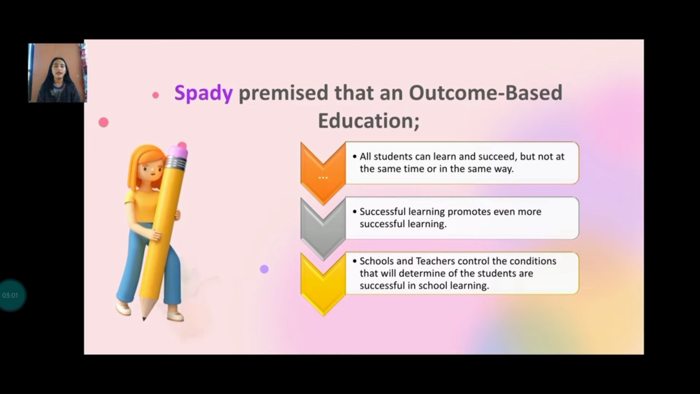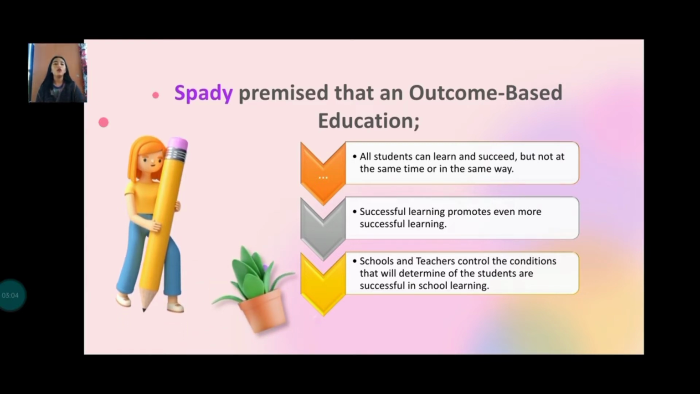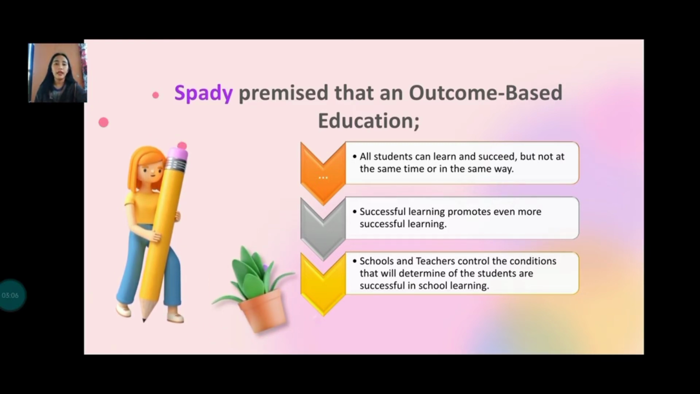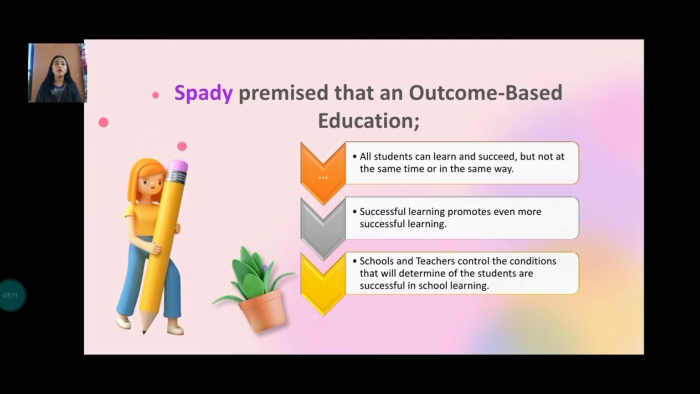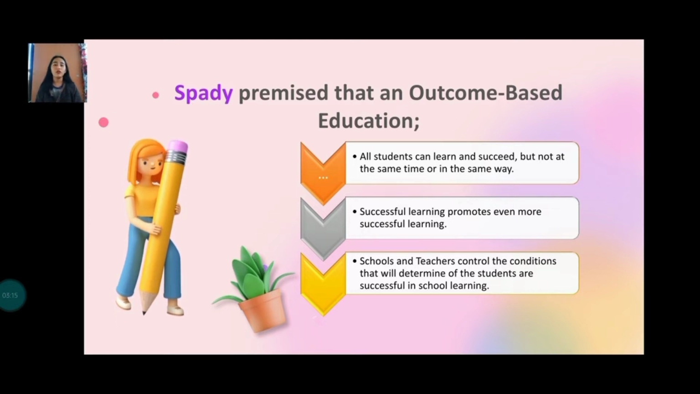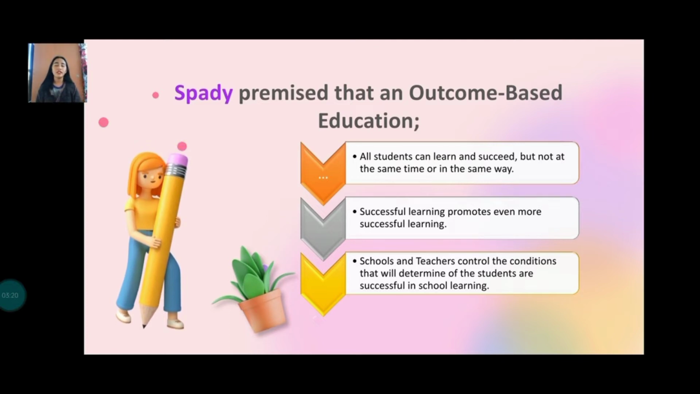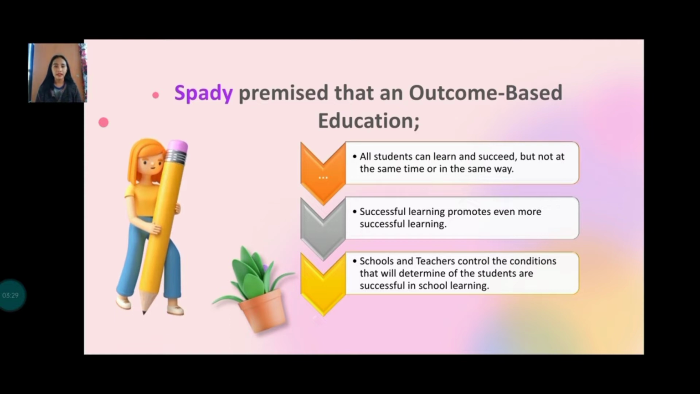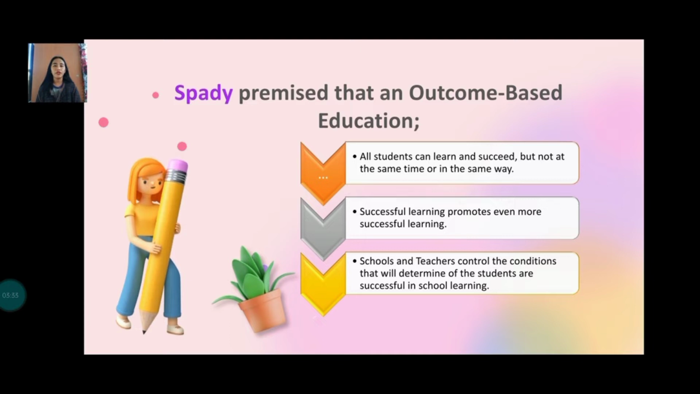Spady's premise in outcome-based education is that all students can learn and succeed, but not at the same time or in the same way. We all know that not all students are the same. Some students are good at certain skills, some are not. Some students learn easily and some do not. But you know what the important thing is? The important thing is everyone will learn and succeed. Successful learning promotes even more successful learning.